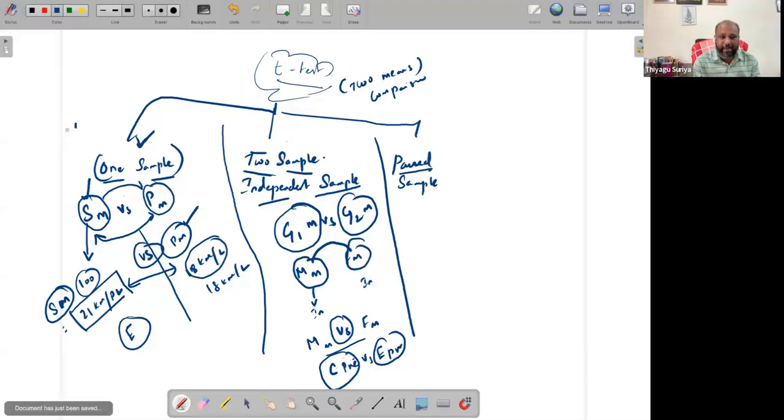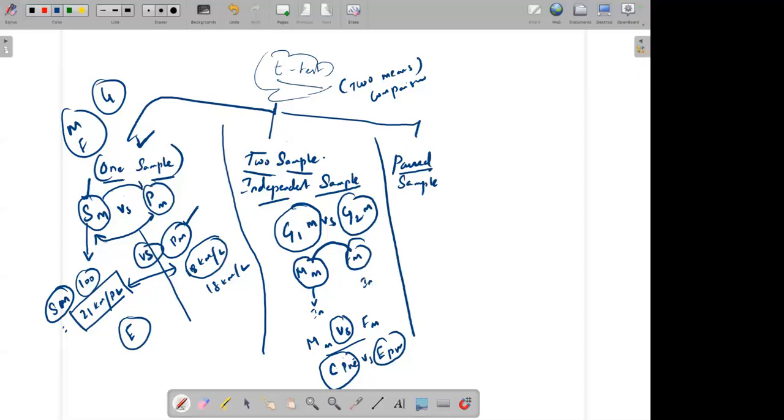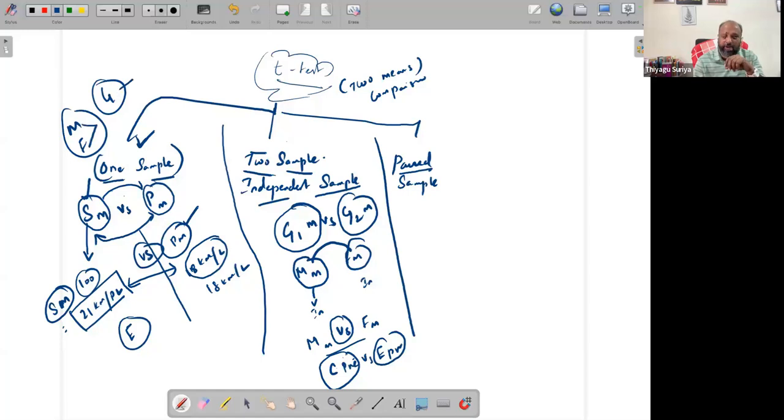Instead of taking male and female, take the total gender as a sample. Don't divide male and female. Take totally gender and do the calculation. That's called one sample. Instead of dividing male and female as categories, take only one group, gender as a group. No need to categorize our total sample.